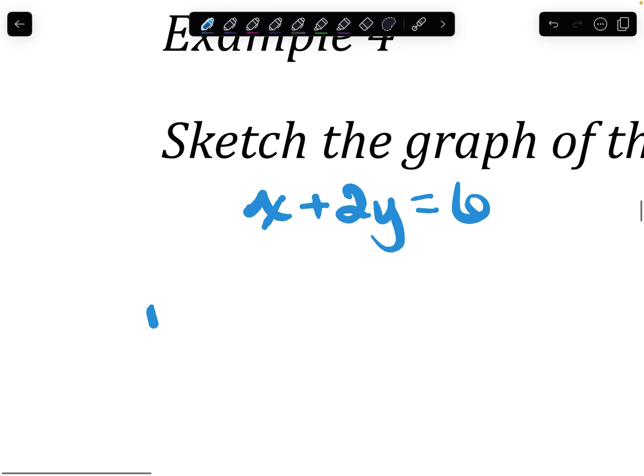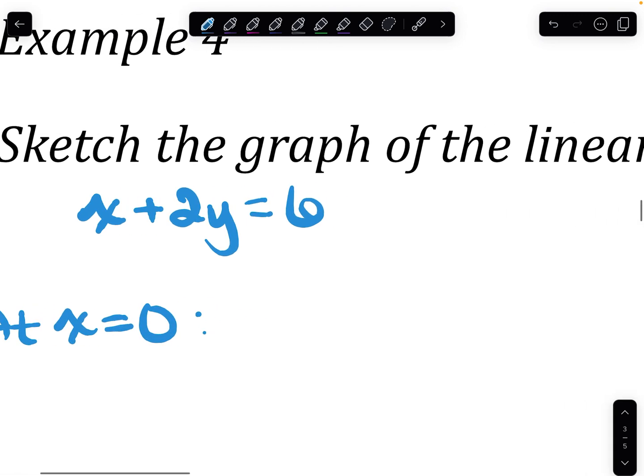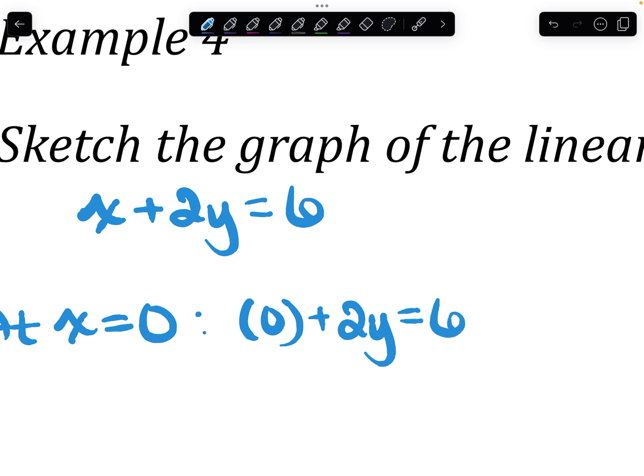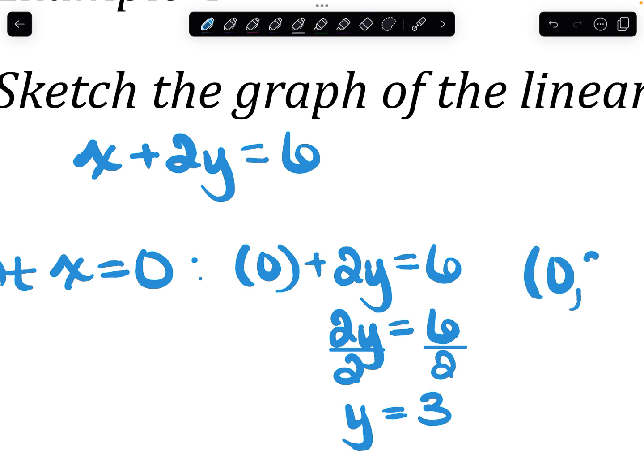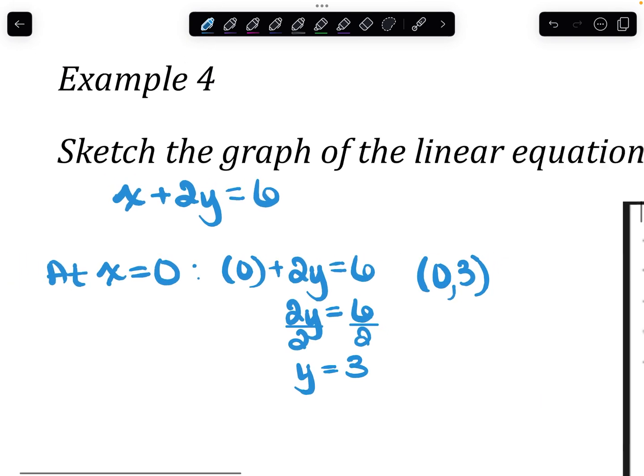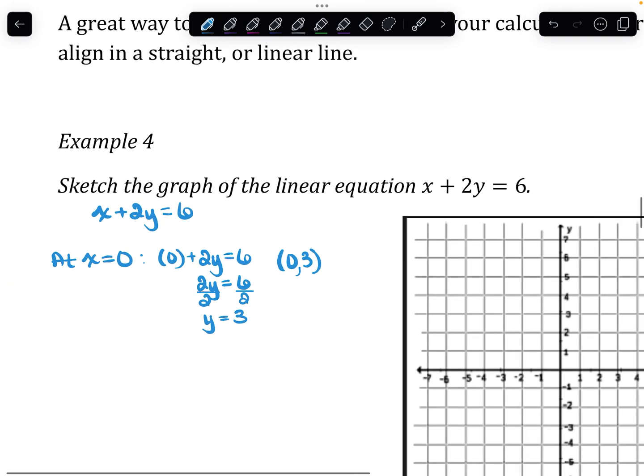All right, I like my 0, so I'm going to start at 0 again. So we're replacing our x with 0. 0's, there's no reason for it to be there. It's just going to be the 2y. We're going to divide both sides by 2. And 6 divided by 2 is 3. So we're going to get the coordinate 0, 3. So going straight up the y-axis to 3.